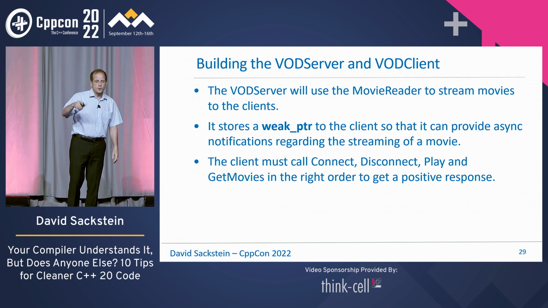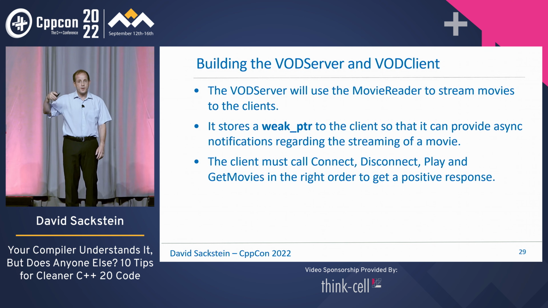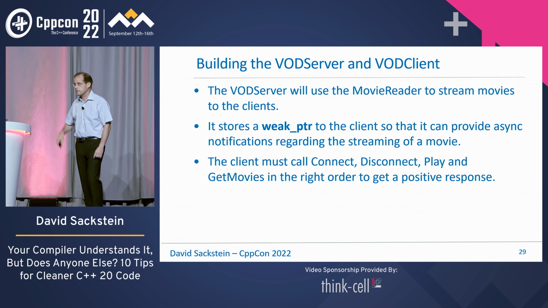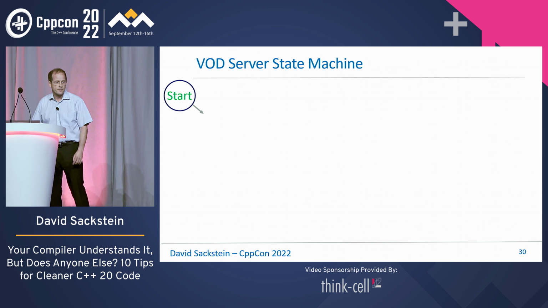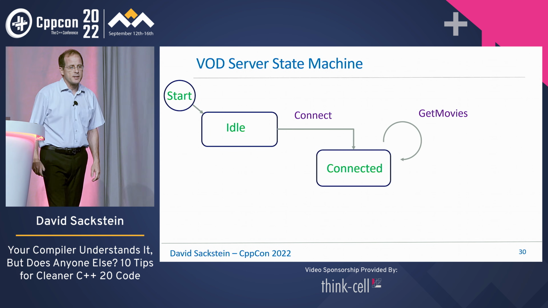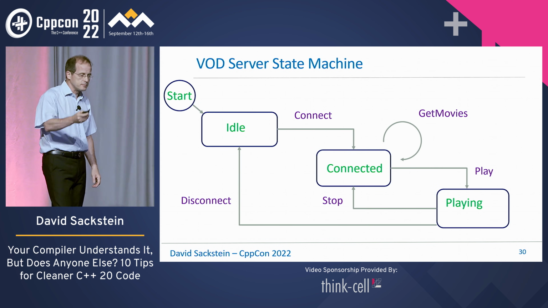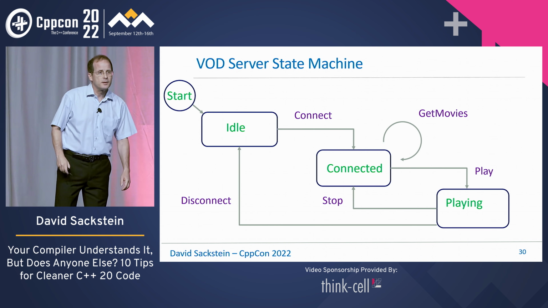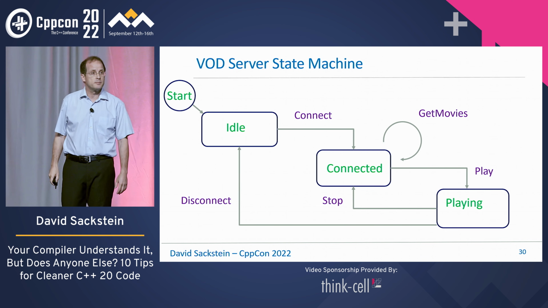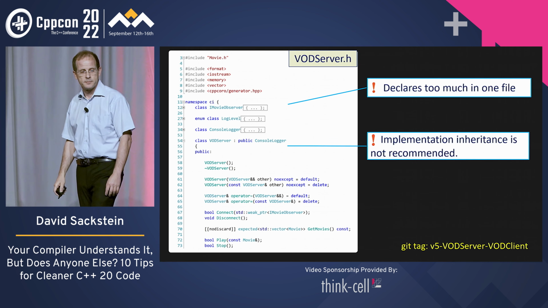The client itself may call connect, disconnect, play, and also get movies to get the list of movies that it's able to play. Okay? There's a state machine inside the VOD server, a very simple state machine. I don't think it needs much explanation. And that's been implemented using a flag.